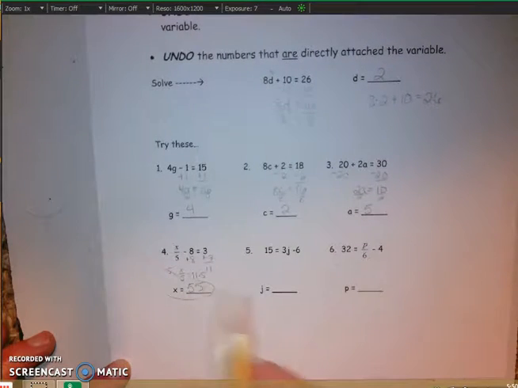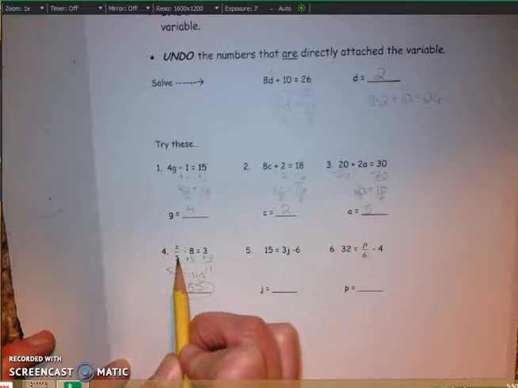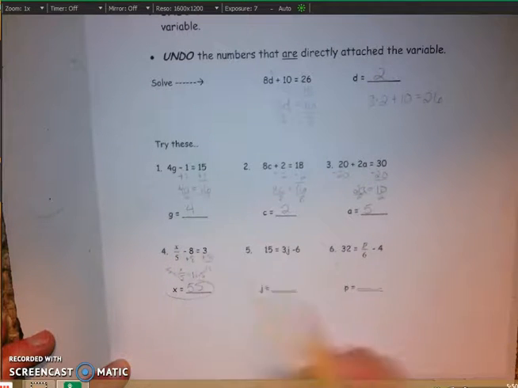And if you want to check it, you plug it back in. 55 divided by 5 is 11. Minus 8 equals 3.